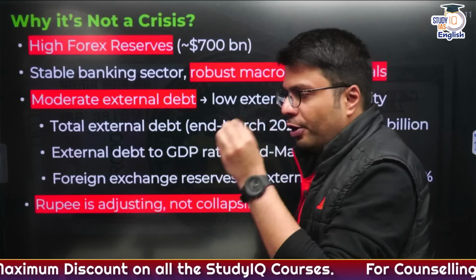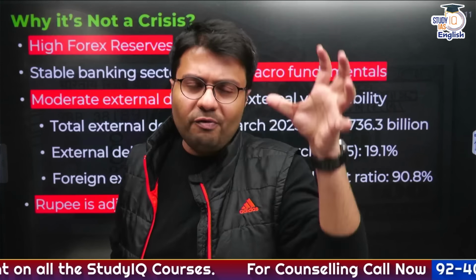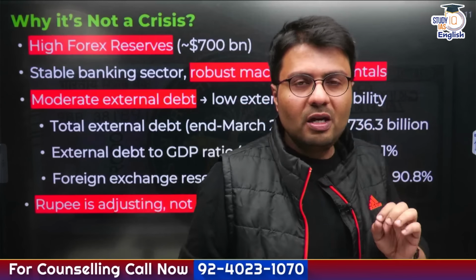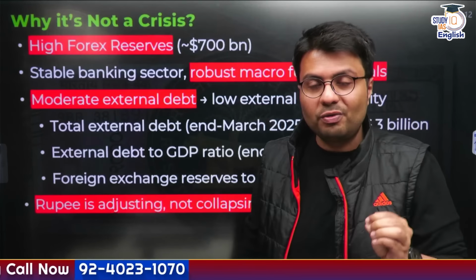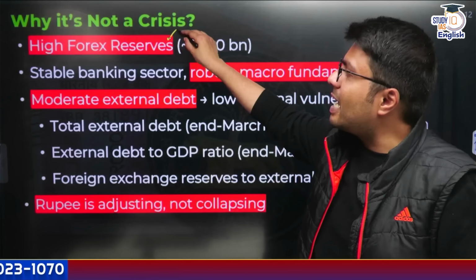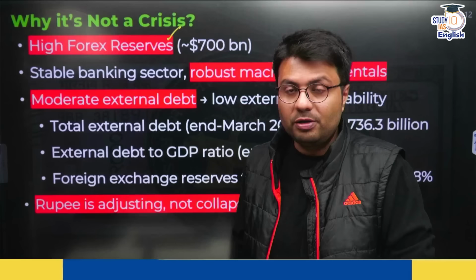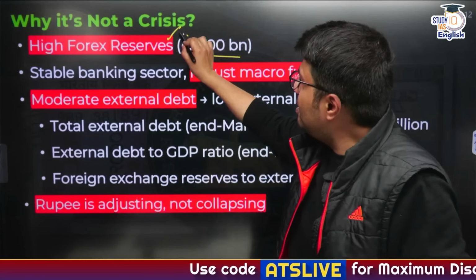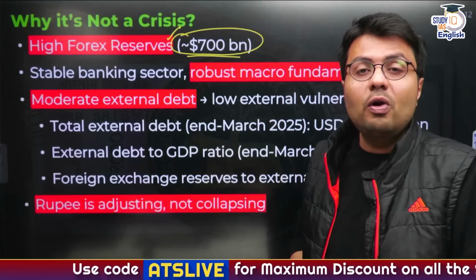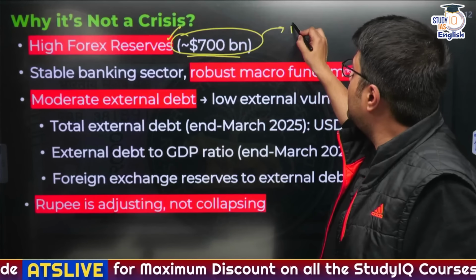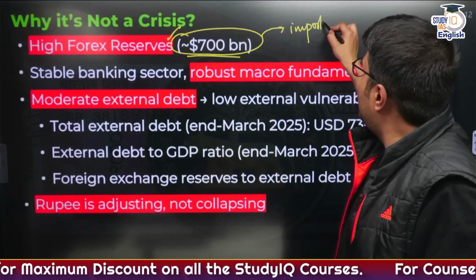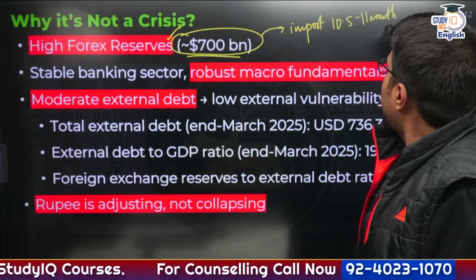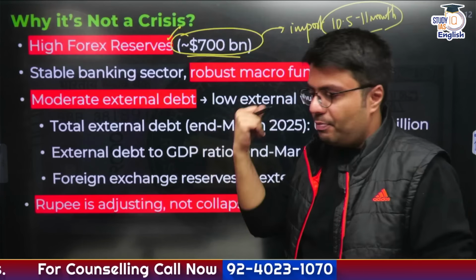Now, the moot point of this discussion: a fall in the value of the rupee to the extent that we have discussed, is it a crisis? The answer is no, it is not a crisis. Why? Because India maintains a sizable forex reserve, very close to $700 billion. Having this $700 billion worth of forex reserve gives us an import cover of somewhere between 10.5 and 11 months. So that is why India is financially stable.